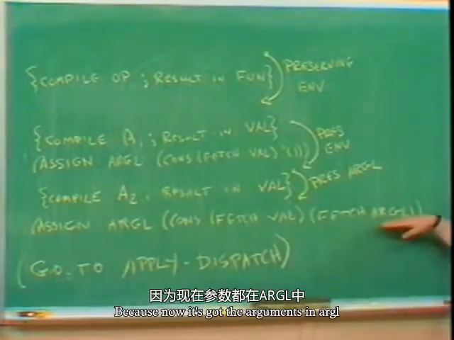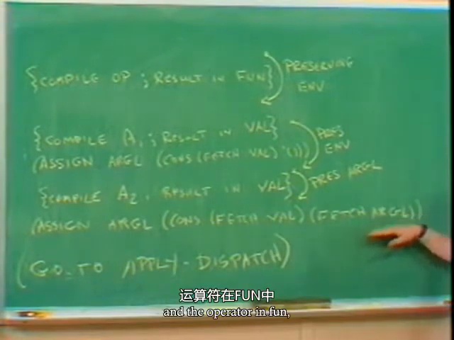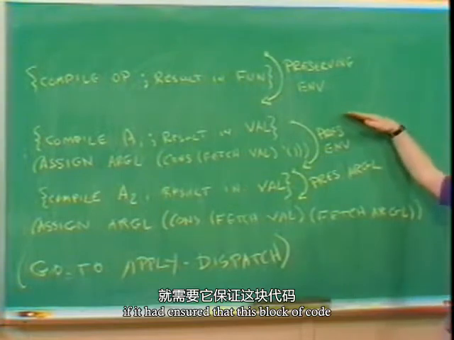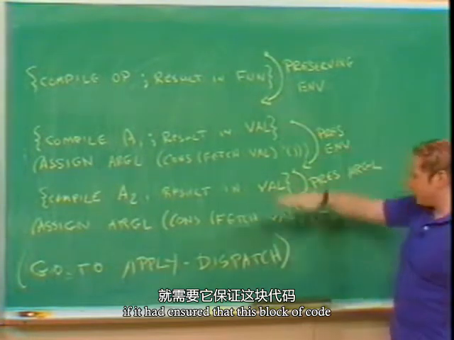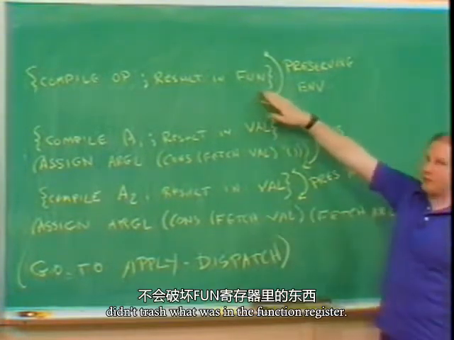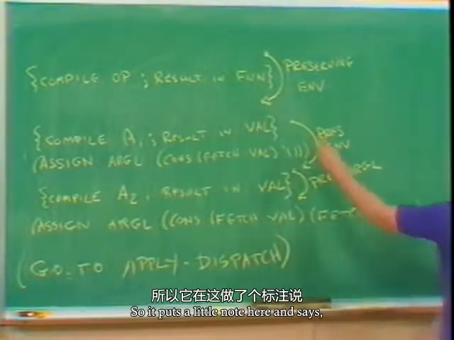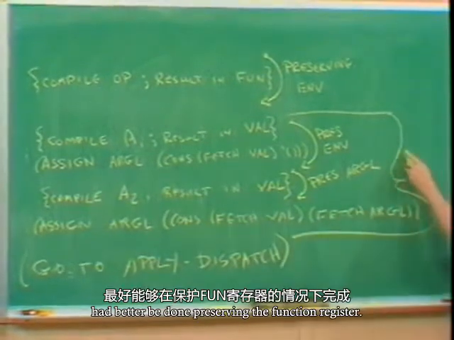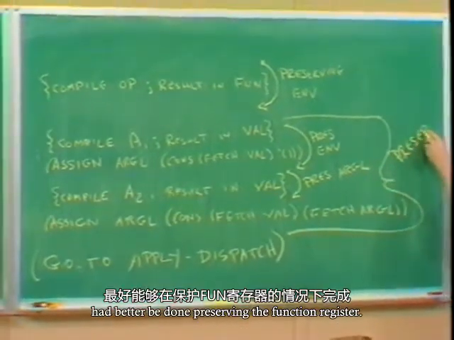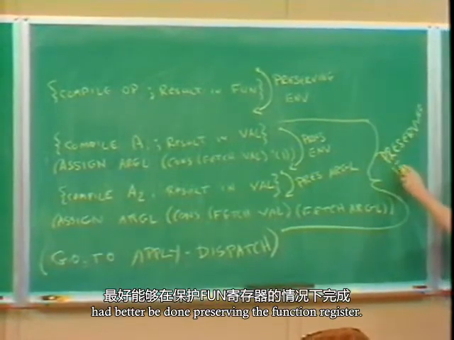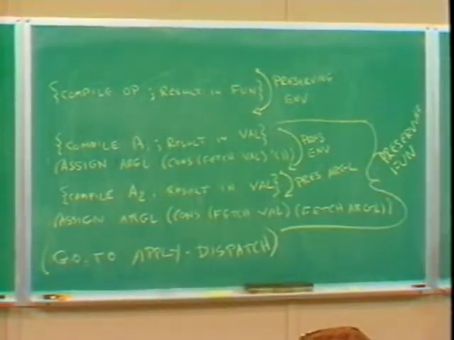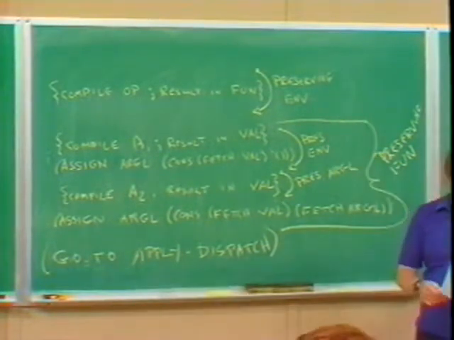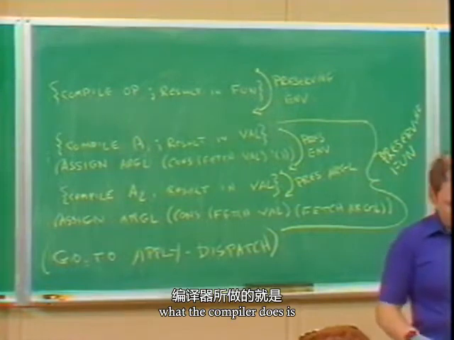Because now it's got the arguments in argl and the operator in fun, but wait, it's only got the operator in fun if it had ensured that this block of code didn't trash what was in the function register. So it puts a little note here and says, oh yes, all this stuff here had better be done preserving the function register.